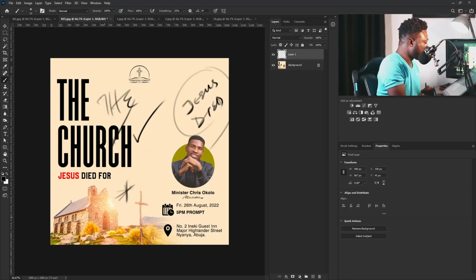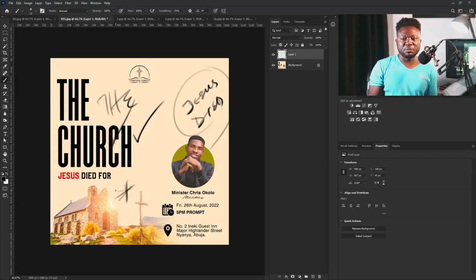So if I'm going to use any illustration on this project, what I'm going to use is, in fact, before I even use the illustration, I need you guys to understand how I think whenever I'm working on design projects. All right. So we say Jesus died for, and if you read the Bible, you'll realize that the Bible made us understand that the dying of Jesus Christ is what brings victory to us. It's what gives us access to God easily. And for you to have access to God, it makes you a victorious person.